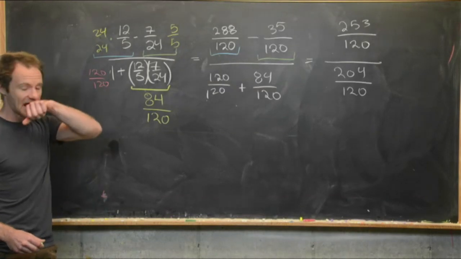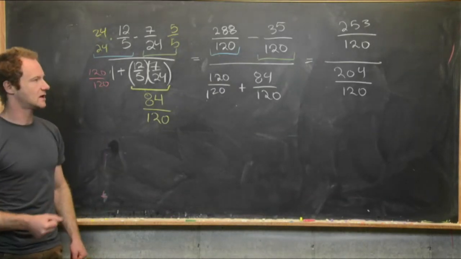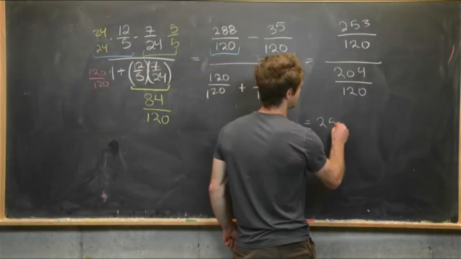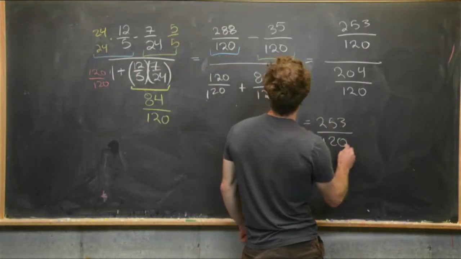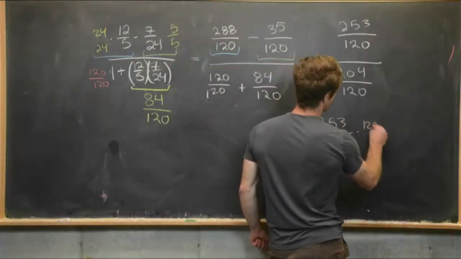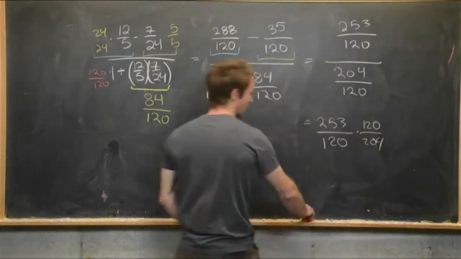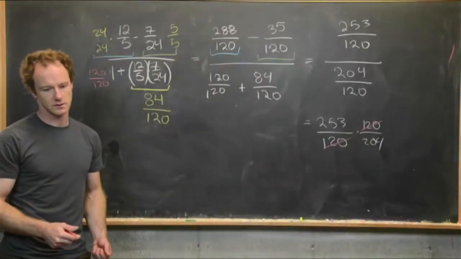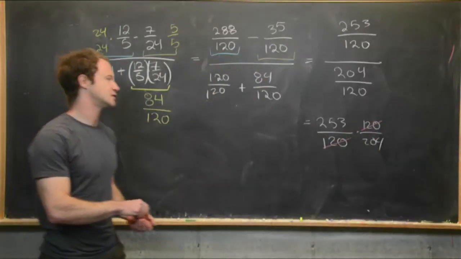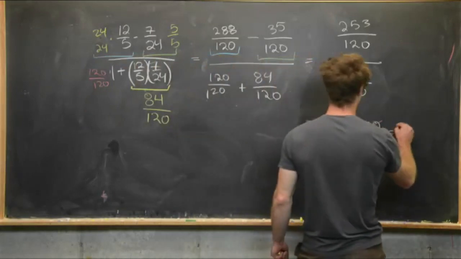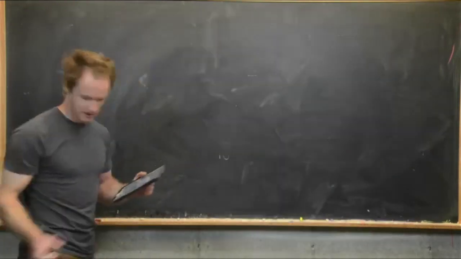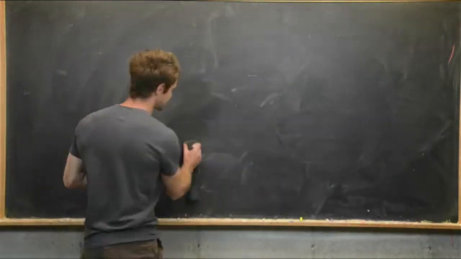And then next we can use, when you divide fractions, you multiply by the reciprocal. So this is going to be the same thing as 253 over 120 times 120 over 204. But the good thing here is that those 120s cancel. And then after those 120s cancel, we're left with 253 over 204. Good to look at. So let's look at the sixth one.